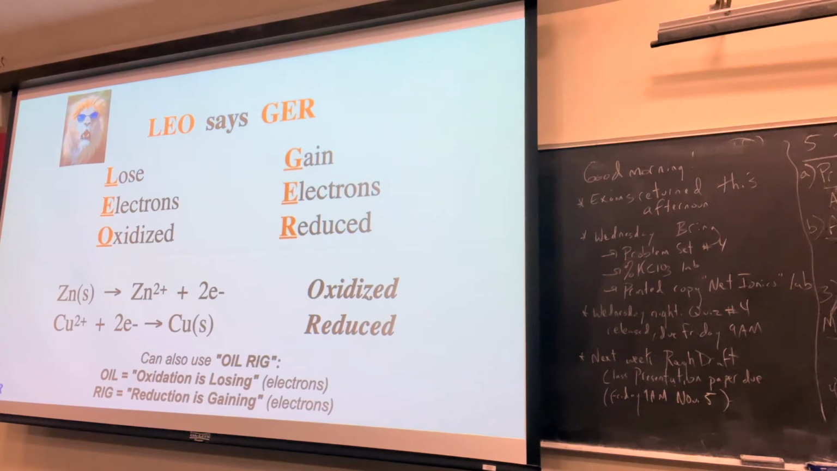So what we're going to do here is figure out if zinc metal is being oxidized or reduced. And notice how zinc on the left is 0 charge. There's no positive or negative. But on the product side, it has a positive 2 charge. All right? So zinc has lost 2 electrons. It has become more positive. So that's what it means to be oxidized here. Zinc has lost electrons. It went from a 0 charge to a positive 2 charge.